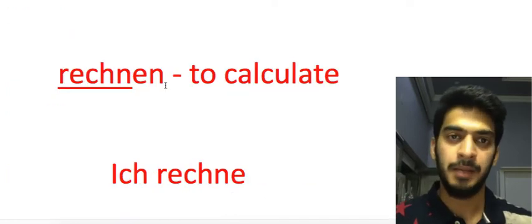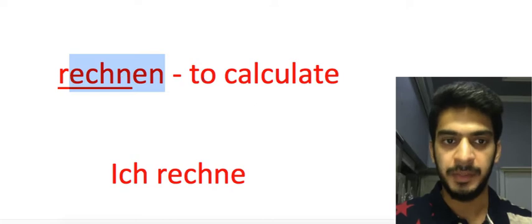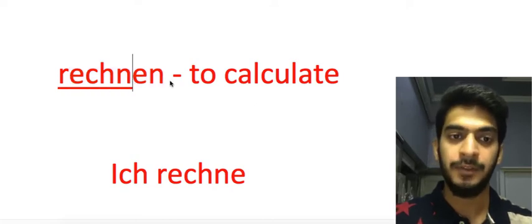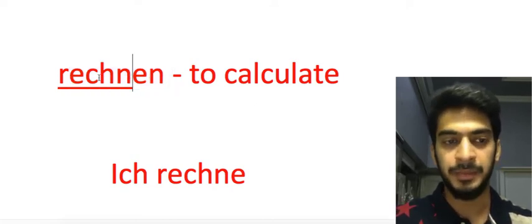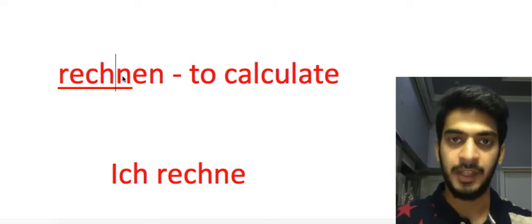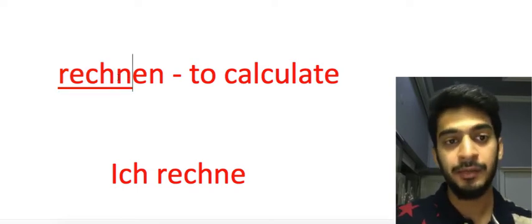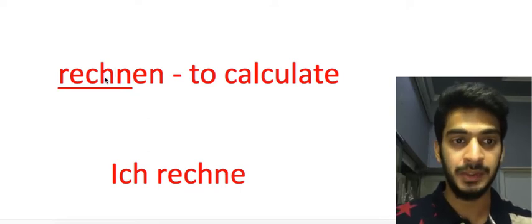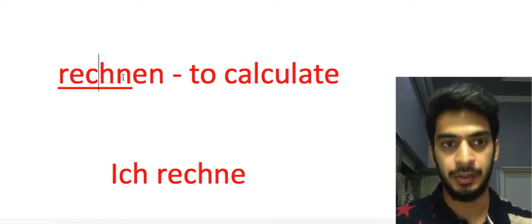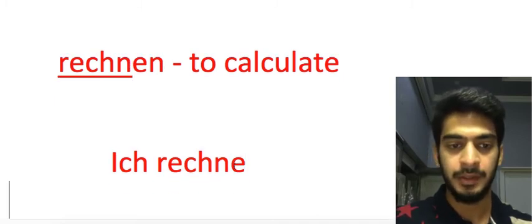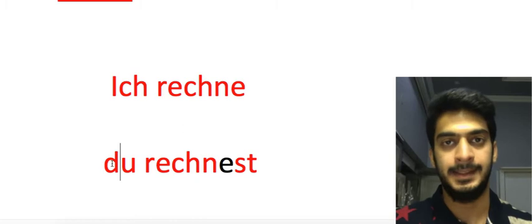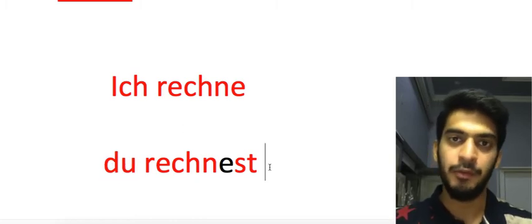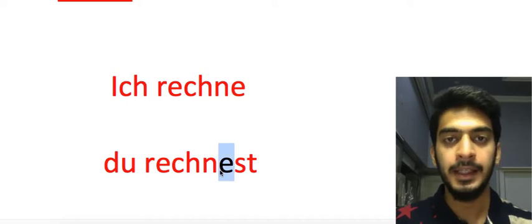Now we have the example rechnen, which means to calculate. After discarding en, the verb stem is rechn. As we can figure it out, the last letter of the verb stem is n, which is preceded by the consonant, which is the letter H. So we have to follow the rule. Ich rechne, du rechnest. The pronoun du has the ending st. So before the ending, just add e to it.